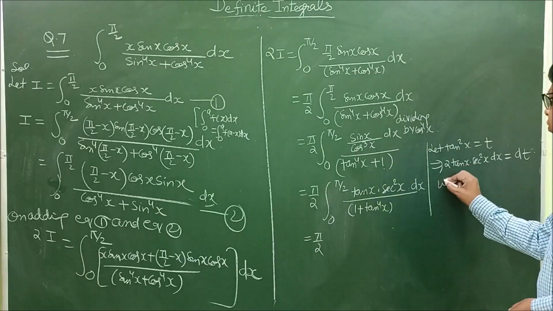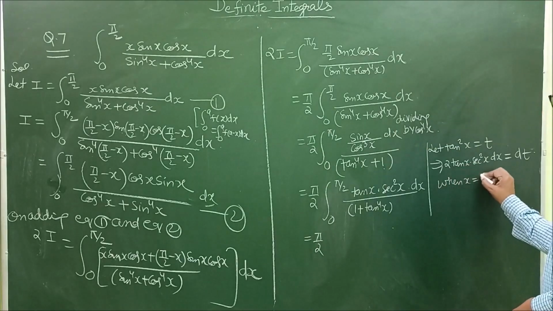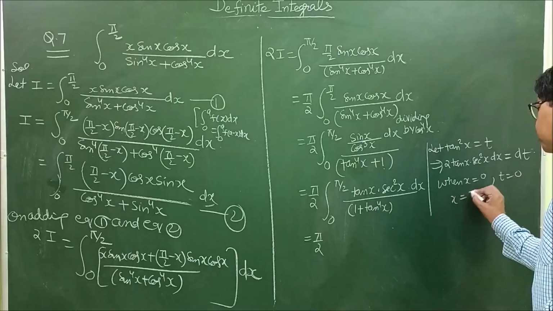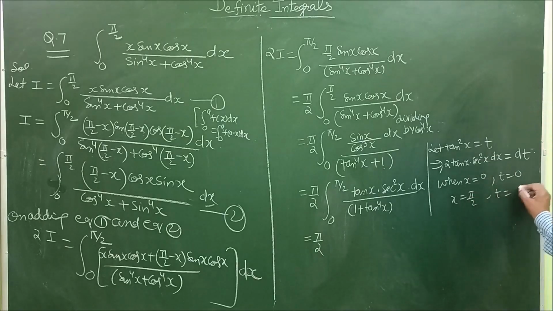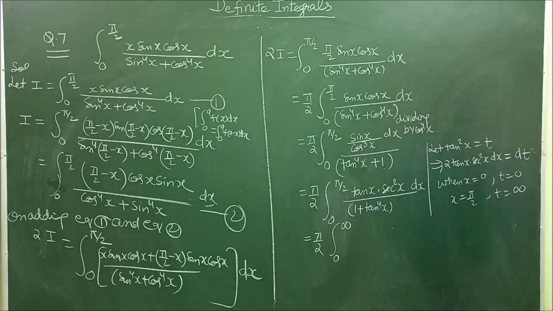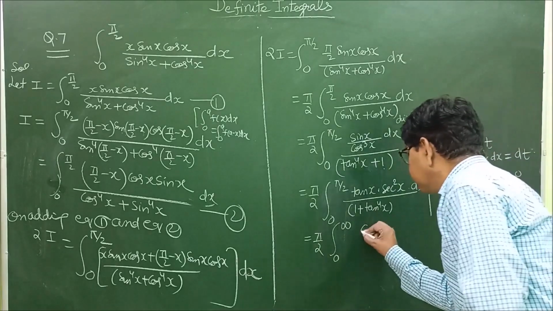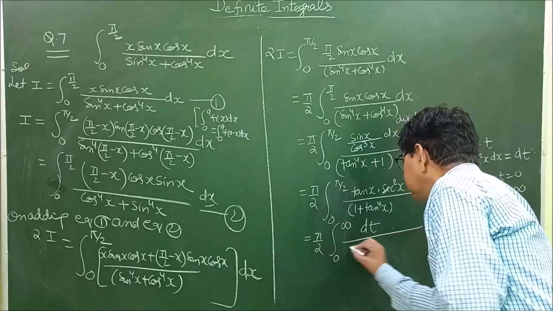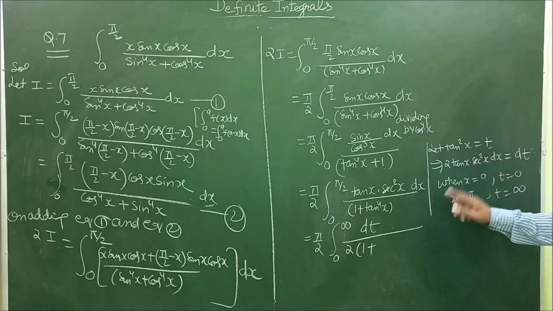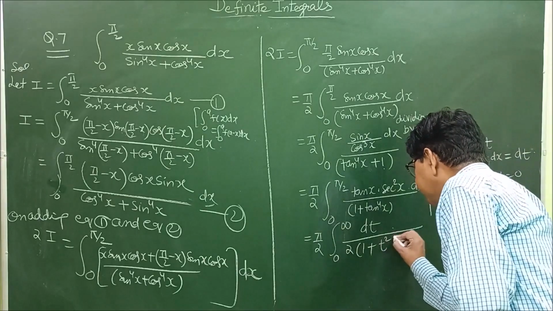So when x is equal to 0, t is 0. When x is equal to pi by 2, t is equal to infinite, because tan square infinite is equal to infinite. So this limit changes from 0 to infinite, and tan x sec square x dx is replaced by dt upon 2, into 1 plus tan square x, where tan square x is t, so tan 4x is equal to t square.